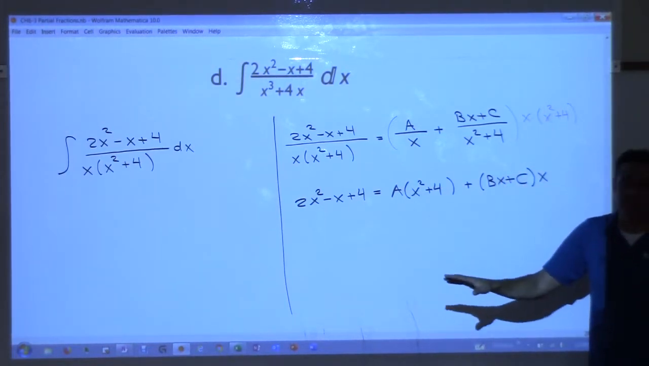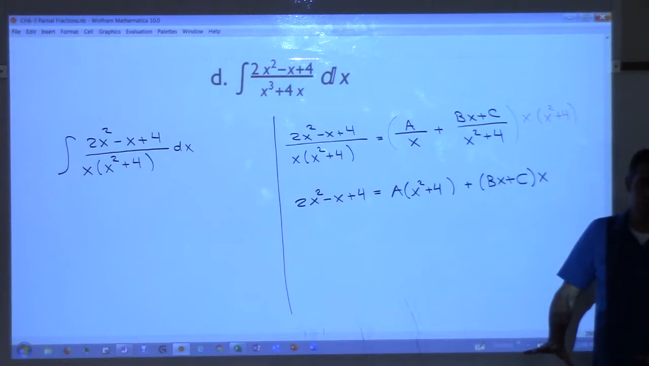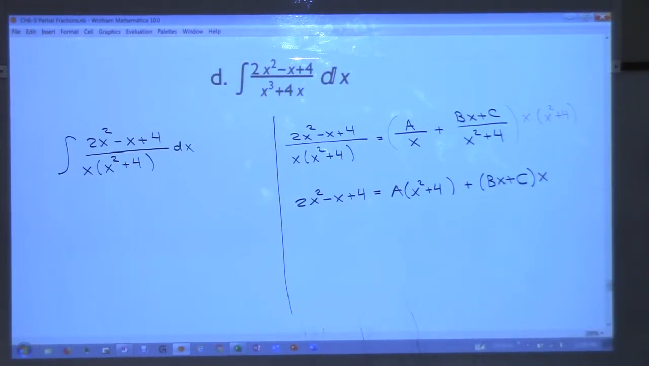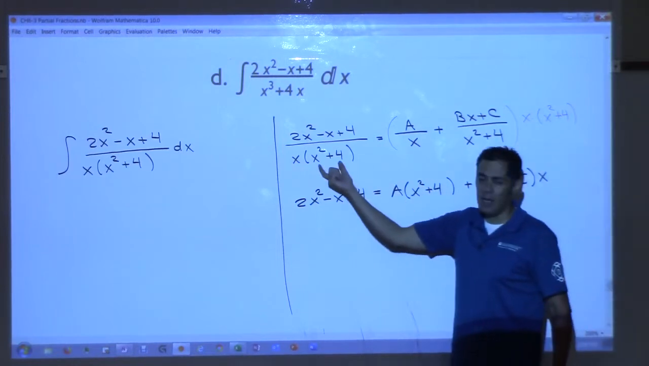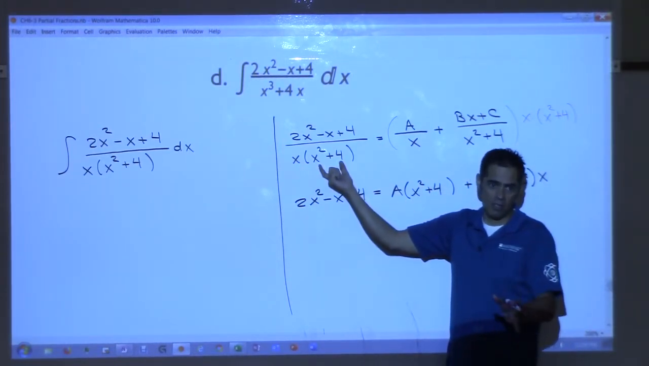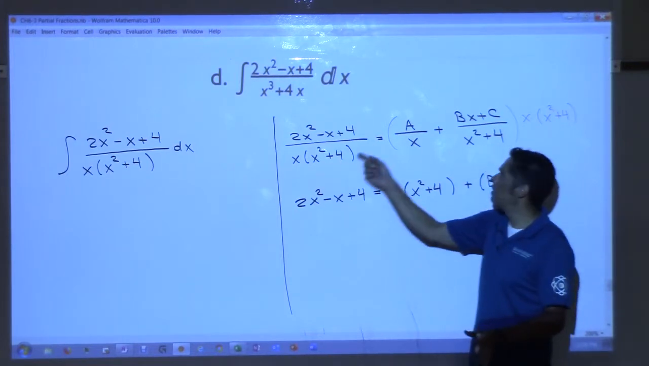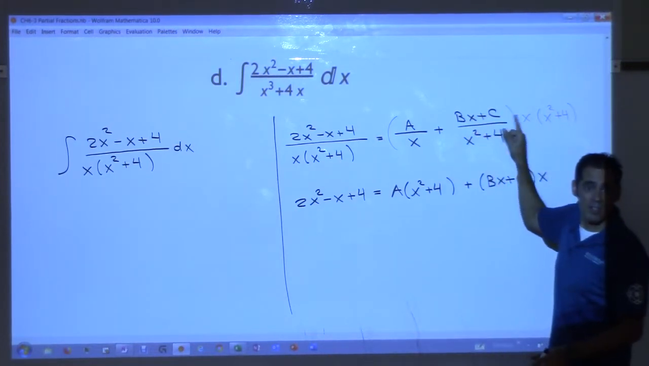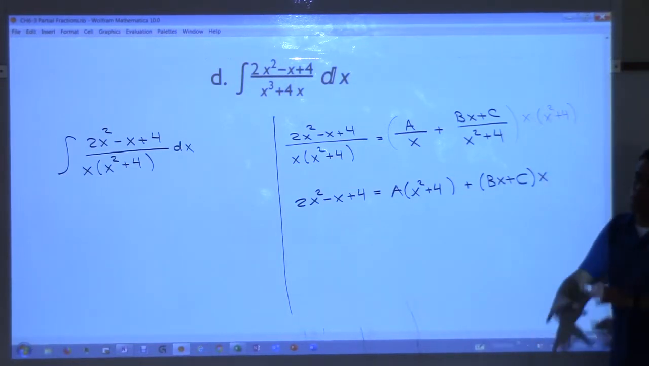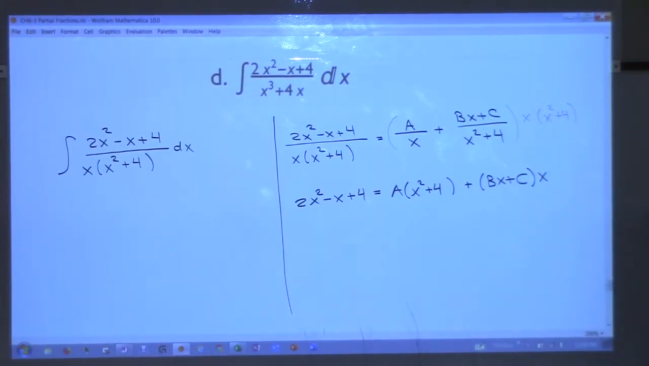We don't go into that in this class, like if you have a cubic on the bottom. If down here we had an irreducible cubic expression, you would put something like bx squared plus cx plus d. But that's beyond the scope of this class. It generalizes that way.